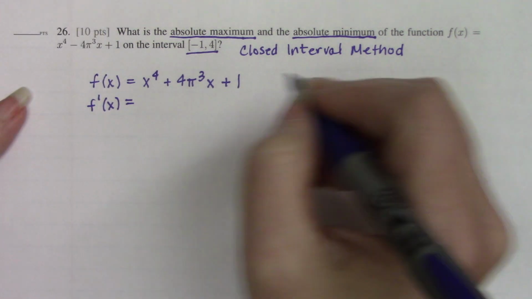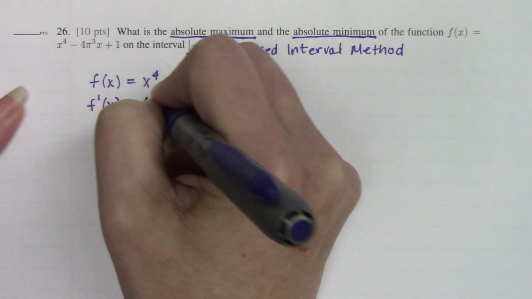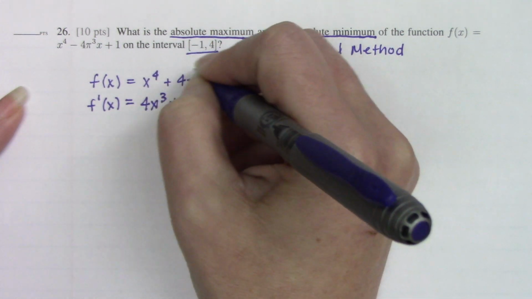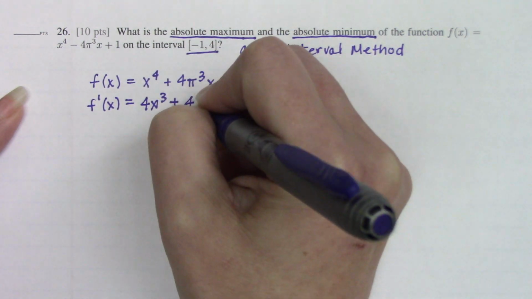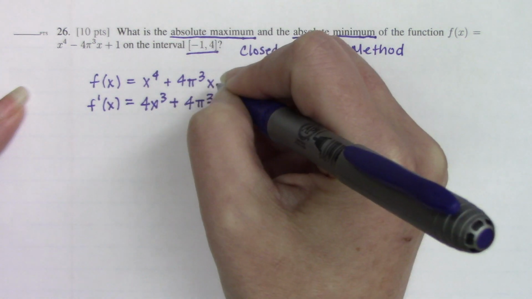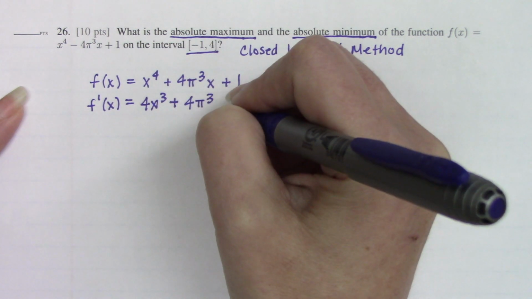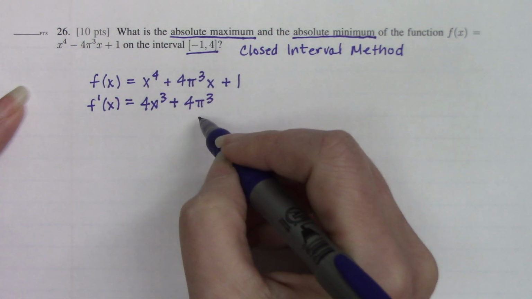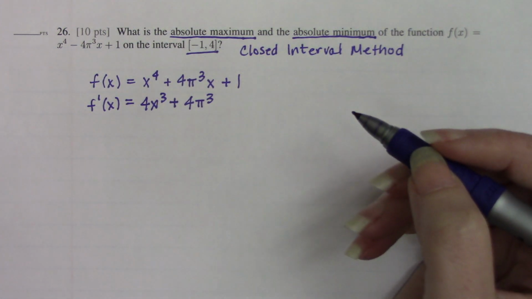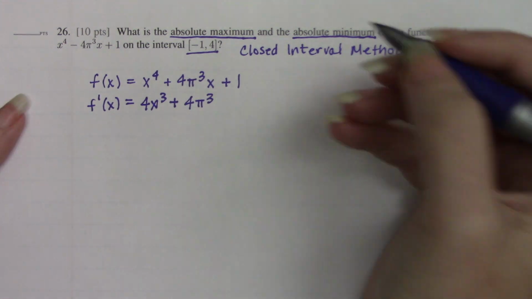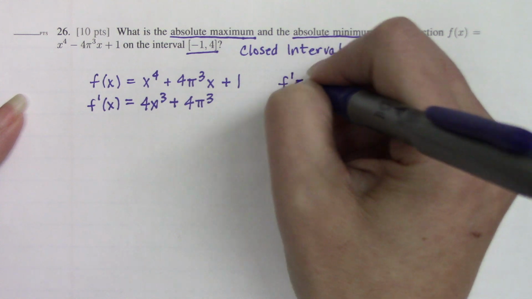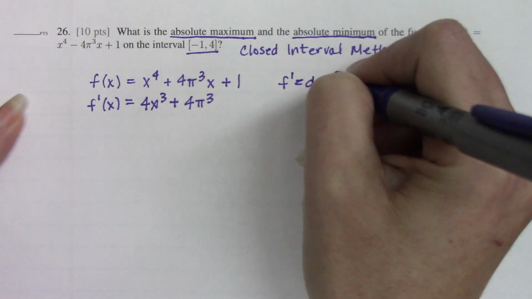So the derivative of x to the fourth is 4x cubed. The derivative of this term is 4 pi cubed times the derivative of x, which is just 1. The derivative of 1 is 0. So this is the derivative, all right? Then we have to find any critical values. So the two types of critical values are where f prime does not exist.